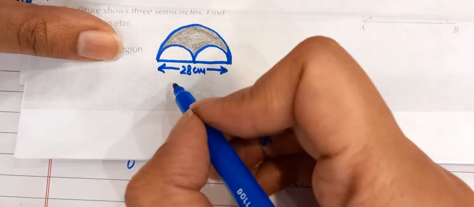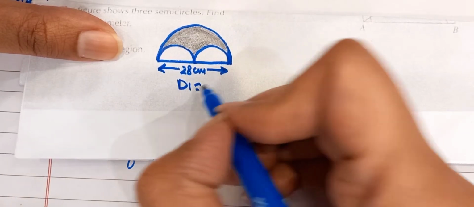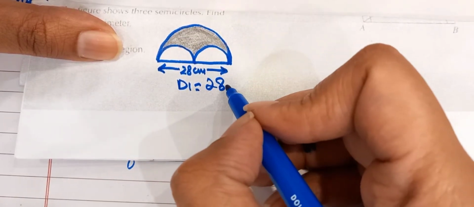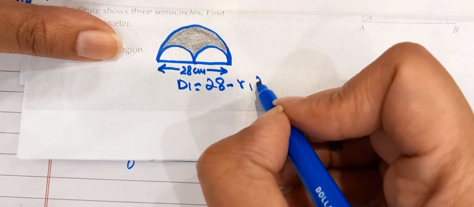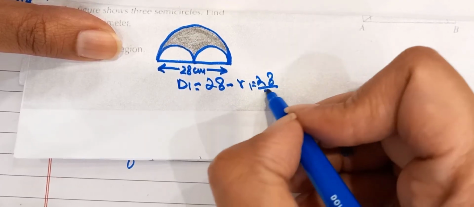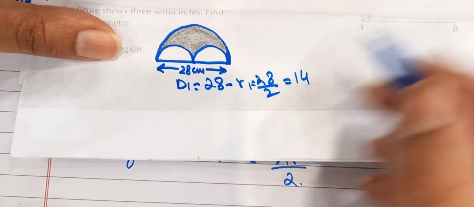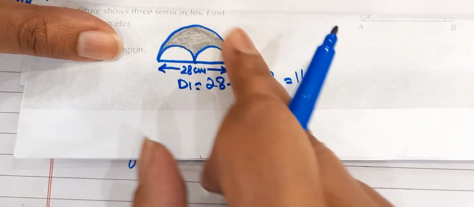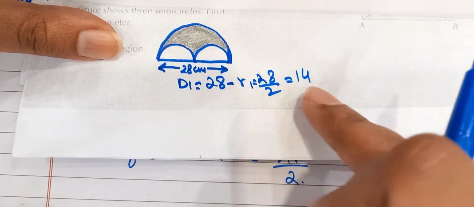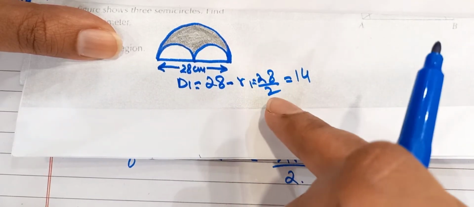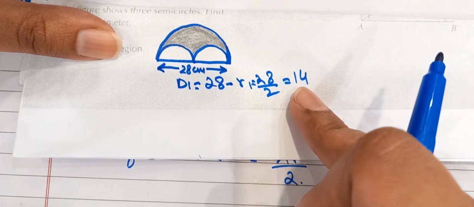So the radius: d1 is equal to 28, so r1 would be 28 divided by 2, which is equal to 14. So for the big semicircle, the radius is going to be half of the diameter, which is 28 divided by 2, equal to 14 centimeters.